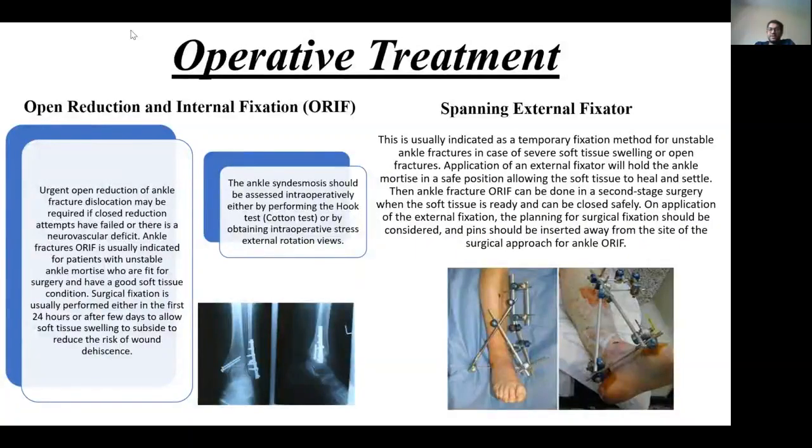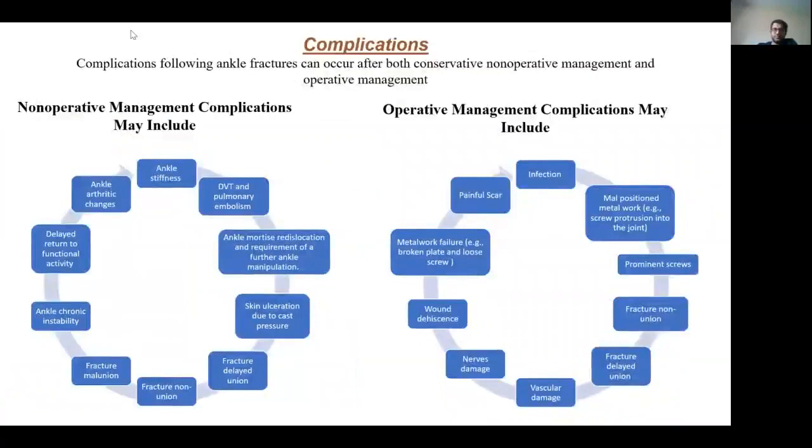This is usually indicated as a temporary fixation method for unstable ankle fractures in case of severe soft tissue swelling or open fractures. Application of the external fixator will hold the ankle mortise in a safe position, allowing the soft tissues to heal and settle. Then the ankle fracture open reduction and fixation can be done in a second stage surgery when the soft tissue is ready and can be closed safely. On application of the external fixator, planning for surgical fixation should be considered, so the pins should be inserted away from the site of surgical approach for ankle ORIF.